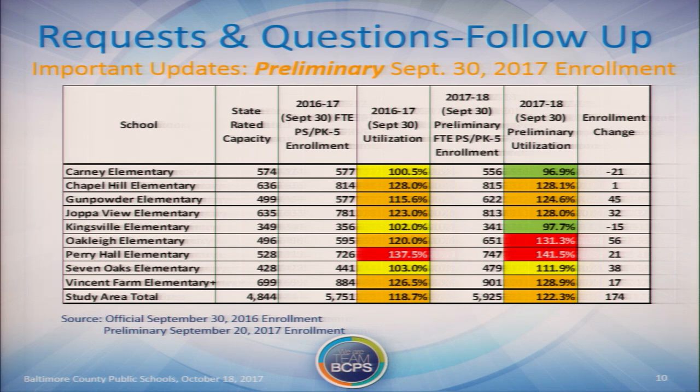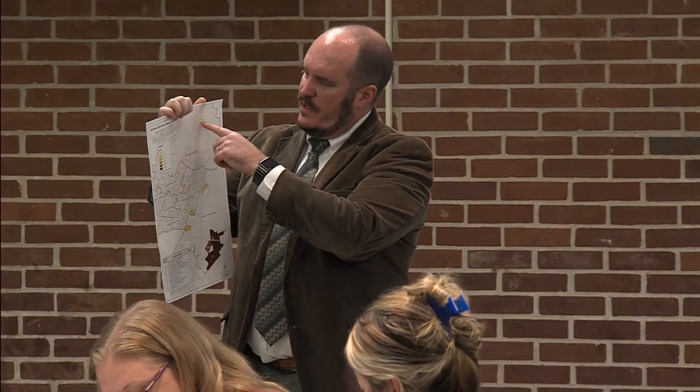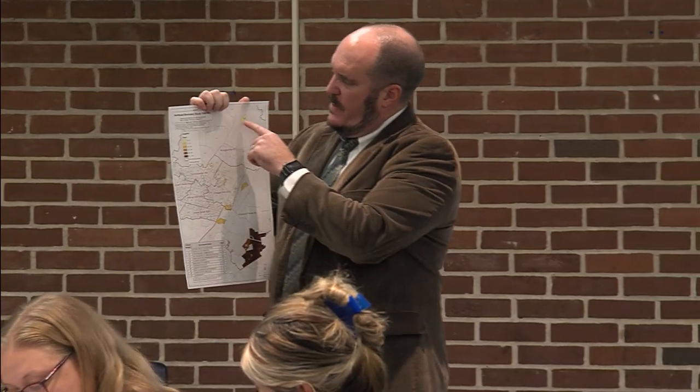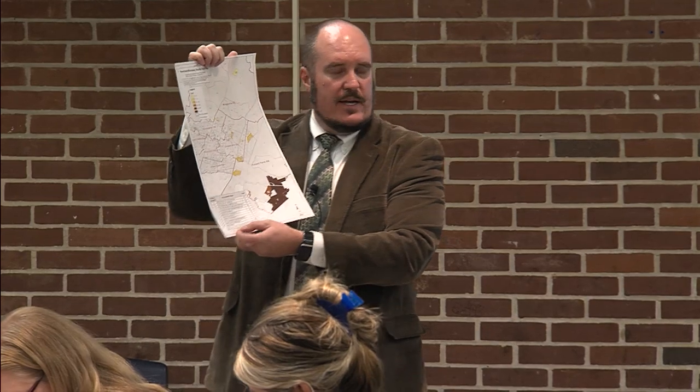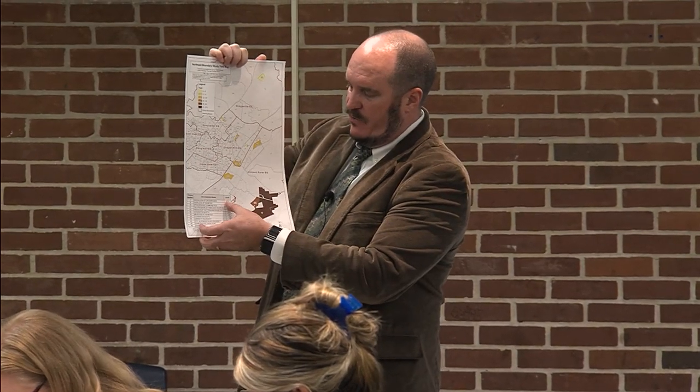So when you look at this, there should be a map on each of your tables, and it shows the areas that are yellow to brown in terms of the density and number of students that are expected to come out of those areas. The green labels are the planning block numbers for your reference. And then the numbers on each development correlate to a key on a table that's included on your map. And that key reflects the number of students that are expected to come out of that area.